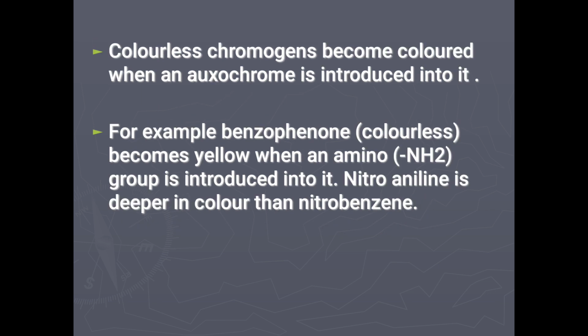Colorless chromogens become colored when an oxochrome is introduced into them. For example, benzophenone is colorless. It becomes yellow when an amino group is introduced in it. Nitroaniline is deeper in color than nitrobenzene.